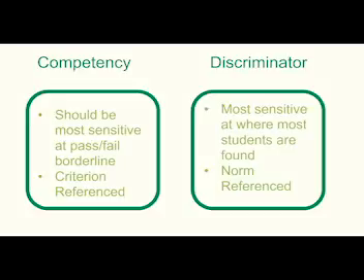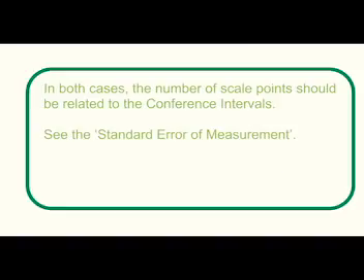If we look at these in medical terms, for a competence-based assessment, you could use an OSCE checklist item where the score could be 0 or 1. And for a discriminator assessment, you could make this wider, so the OSCE checklist item score could be between 0 and 4. In both cases, the number of scale points should be related to confidence intervals, and you can see the standard error of measurement which will guide you in this, and we will give you links to this later on in the course.